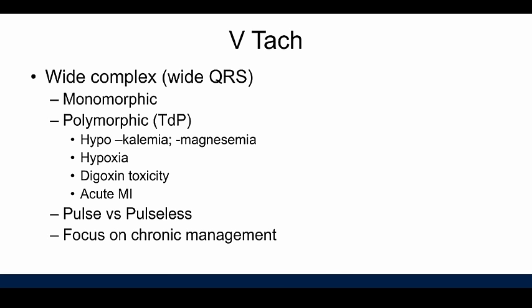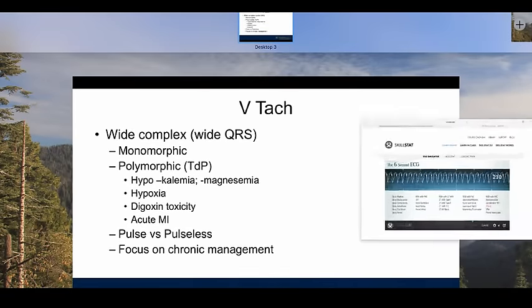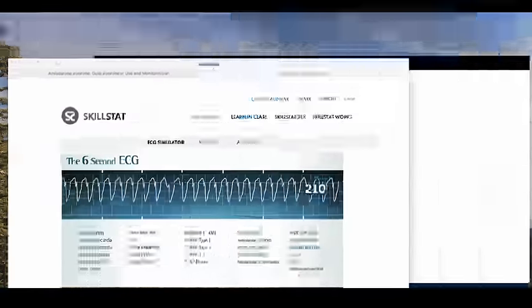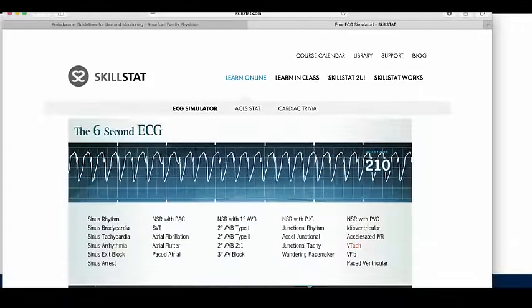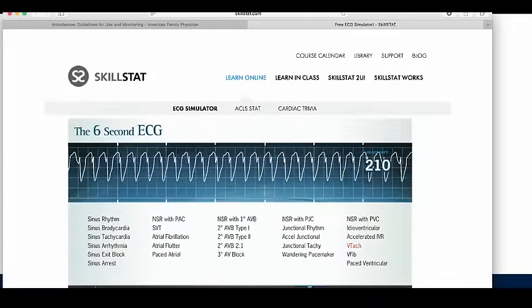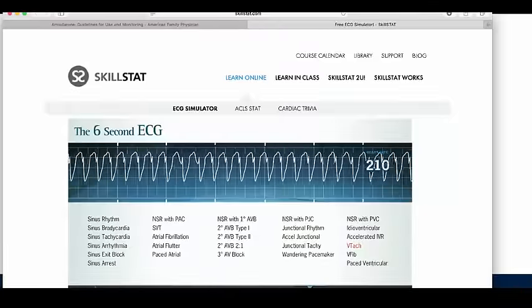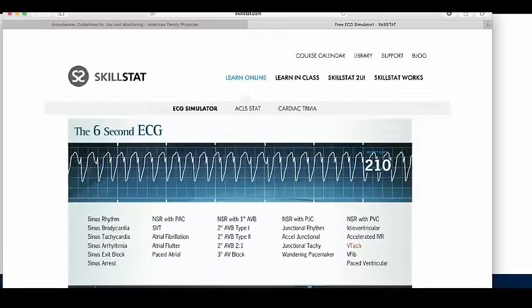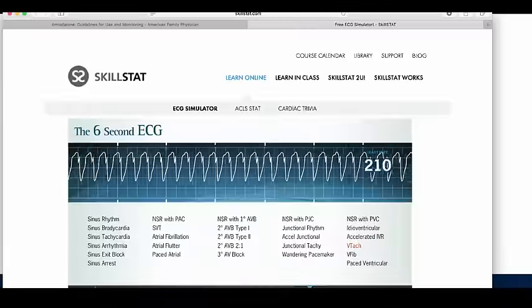Ventricular tachycardia is a wide complex arrhythmia. It has a wide QRS. I want to show you off of the rhythm generator. I'm going to pull that over and show you a VTach rhythm. Now, this is very concerning. You can look at this and see it's abnormal. What you're seeing there is QRS with no P wave. So basically a very rapid depolarization of the ventricle.